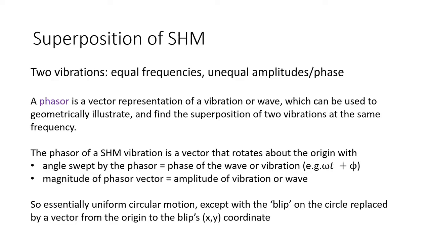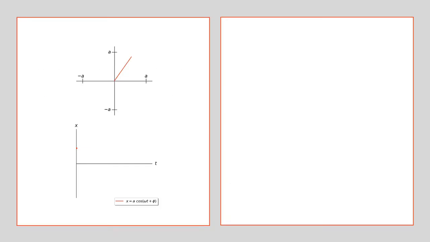Now, the phasor setup, as I defined it here, is essentially the same thing. The only difference is we're replacing that little blip that went around the circle with a vector from the origin pointing towards the blip. So that's all that changes. In other words, we have this. We were used to a blip going around, but now it's just a vector going around.